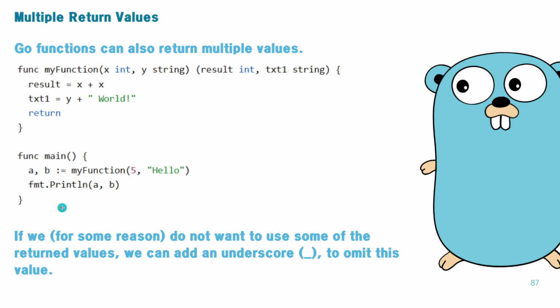If for some reason we do not want to use some of the return values, then we'll use an underscore. So let's say we only want the value of b, which is hello world, and not a, which in this case will be 5 plus 5, 10. So we'll just write underscore comma b.